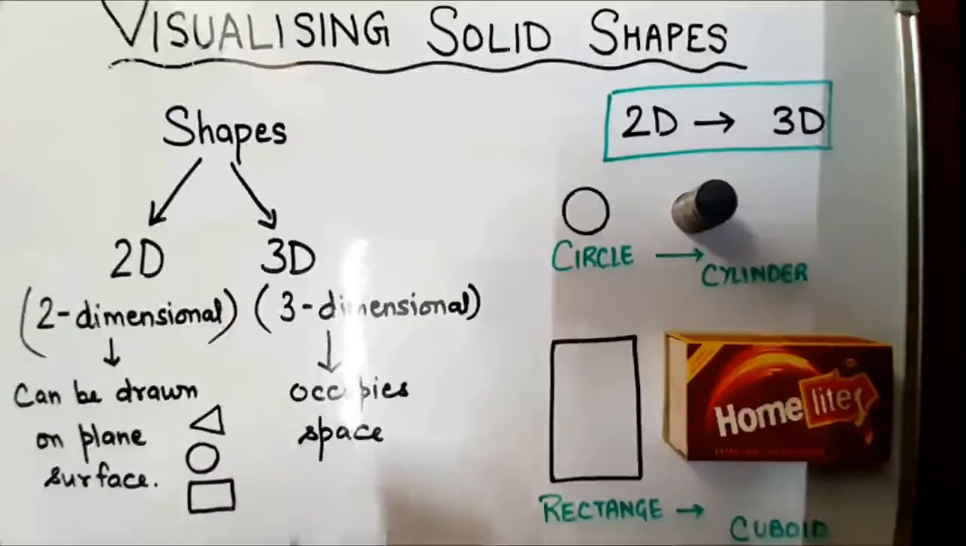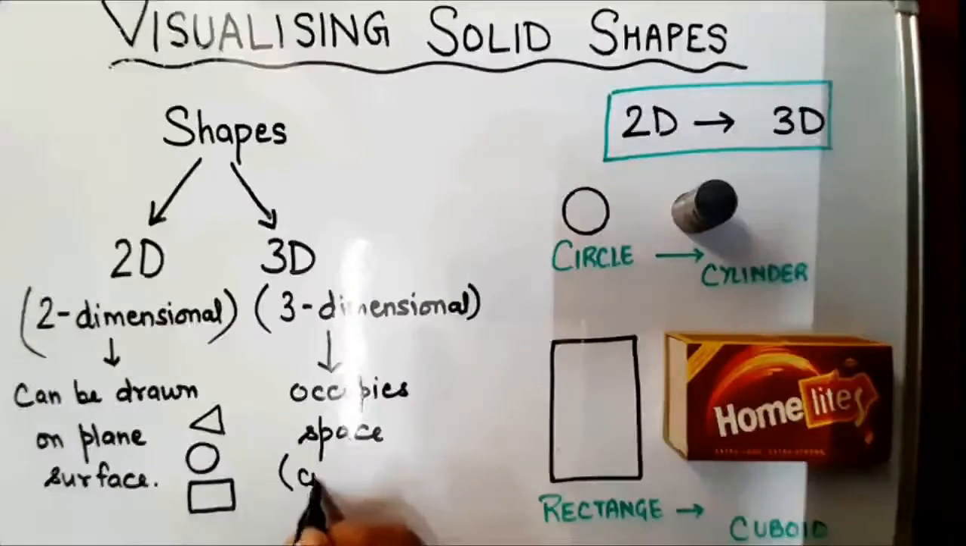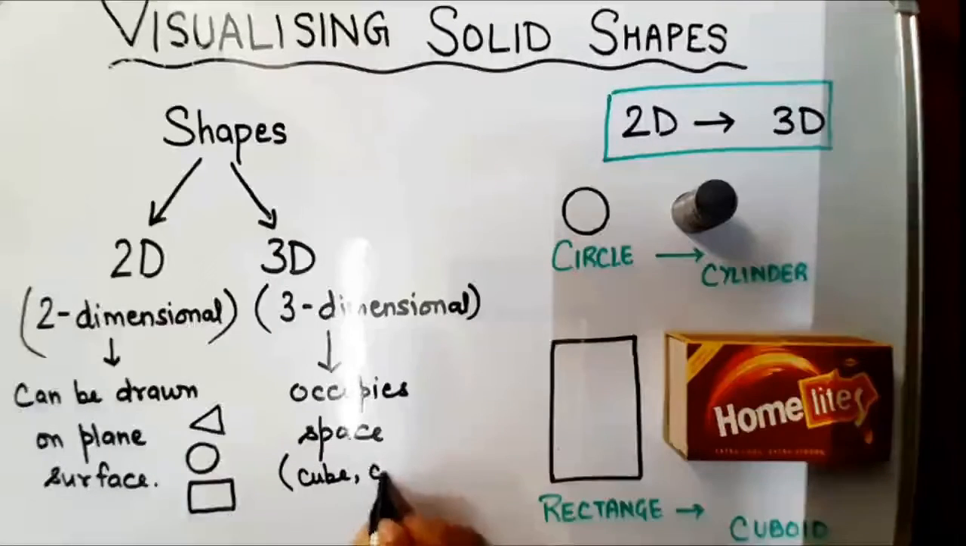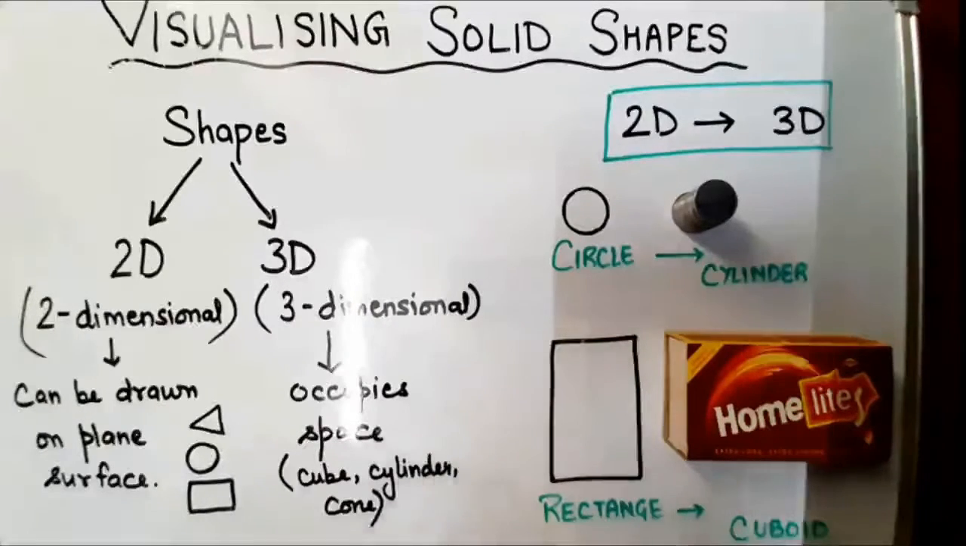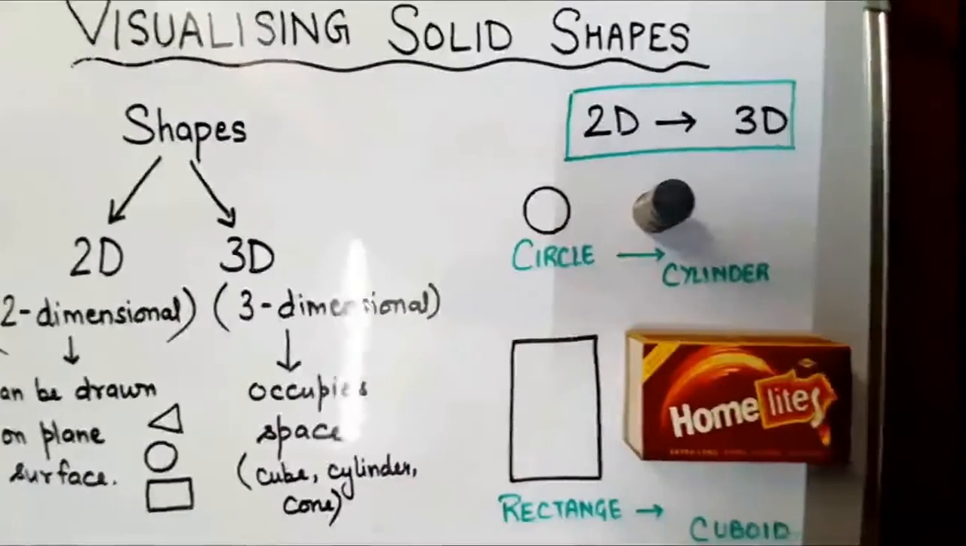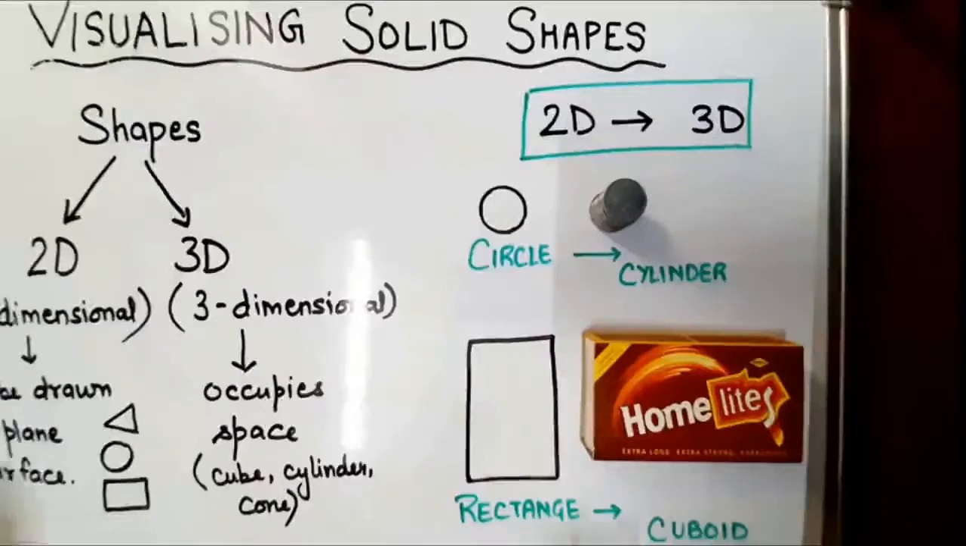So what can be the examples over here? The examples can be cube, cylinder, cone, and many other objects that we see around us. They are a combination of all the three-dimensional shapes. Next, we study a few examples where we are going to see the transition from 2D to 3D.